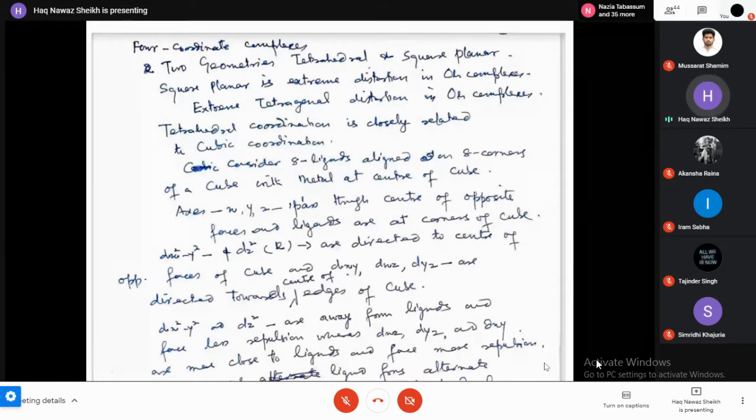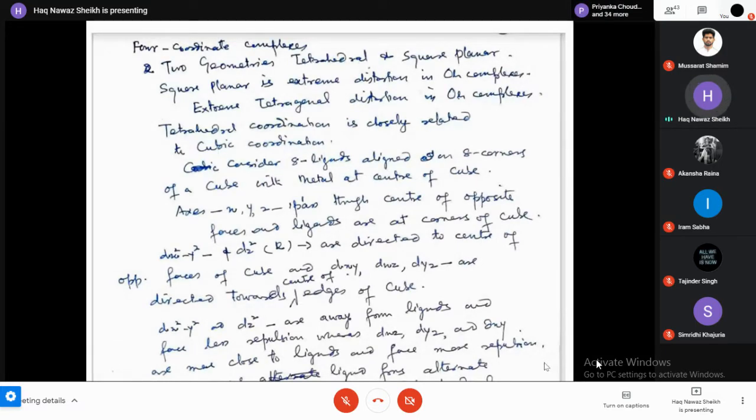With the result, the energy difference between T2G and EG is less as compared to what was happening in the octahedron geometry. एक वजह ये है, और दूसरी वजह कम स्प्लिटिंग होने की ये भी है कि यहाँ पे लिगेंड्स कम हैं, वहां पे 6 लिगेंड्स थे और यहाँ पे 4 ही लिगेंड्स हैं, राइट। तो टेट्राहेड्रल कोऑर्डिनेशन is related to cubic coordination.